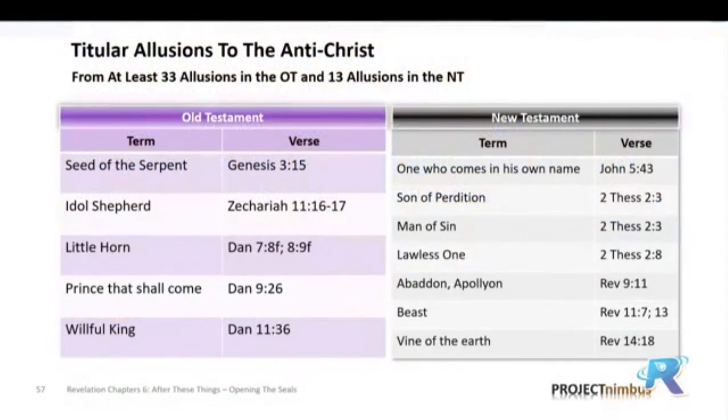There are a lot of titular allusions to the Antichrist, at least 33 in the Old Testament and 13 in the New Testament. He has titles like the seed of the serpent, the idle shepherd. Some of your Bibles will say the worthless shepherd, but the actual word in the Hebrew in Zechariah there is idle. The little horn, that's a big one. The prince that shall come, the willful king. The one who comes in his own name. The son of perdition, the man of sin, the lawless one, Abaddon, Apollyon, the beast, and the vine of the earth are but a few.